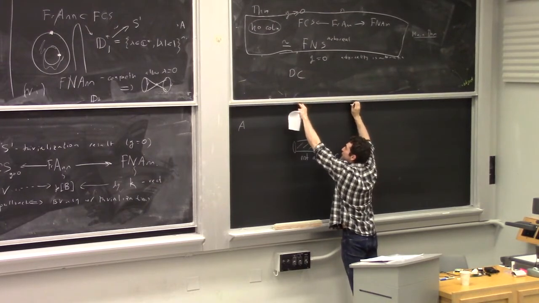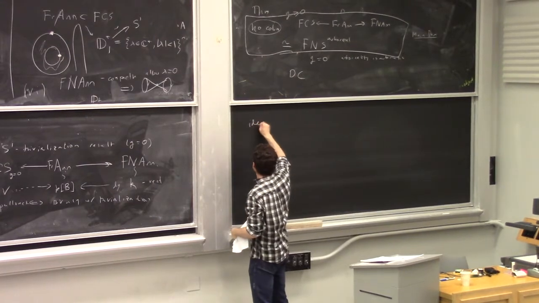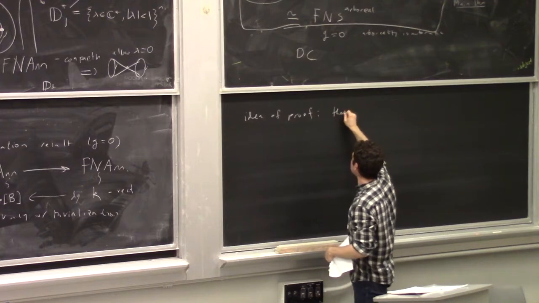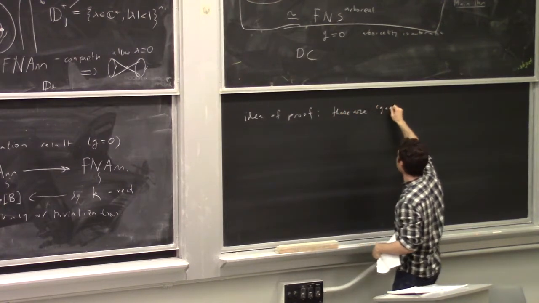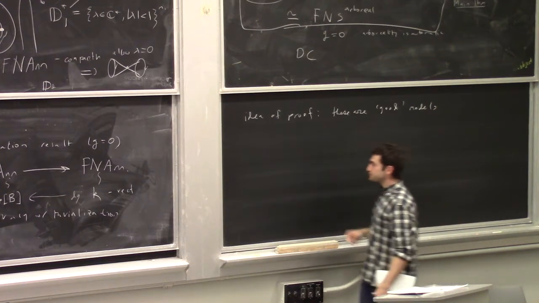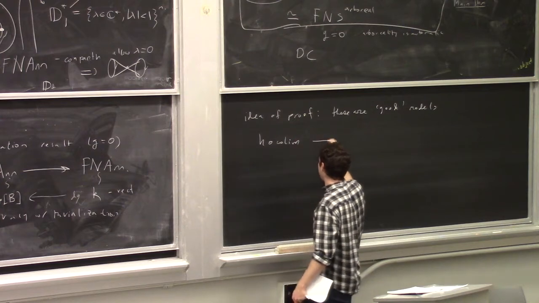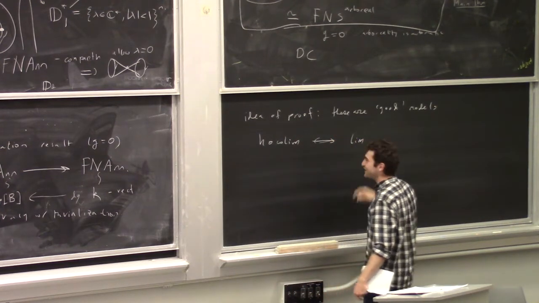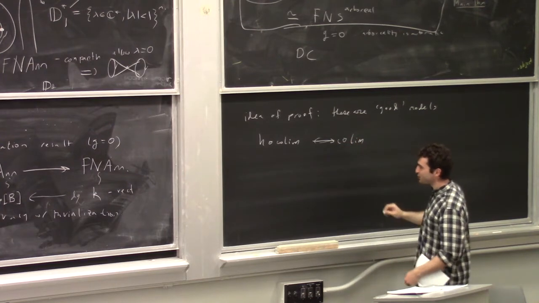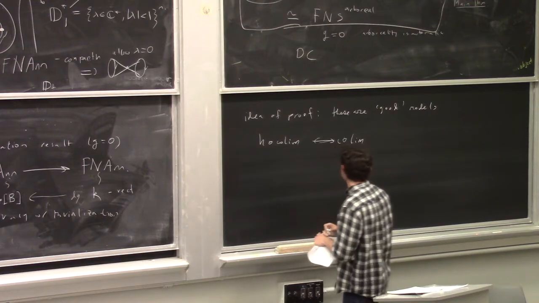And sort of the key idea of the proof is that these are good models, in the sense that you can replace the homotopy colimit by the regular colimit, without the homotopy. So, as the saying goes, you can take the homotopy out of the colimit, but you can't take the colimit out of the homotopy.